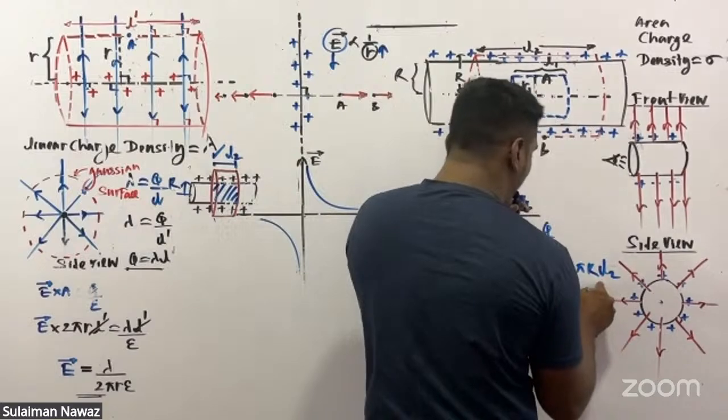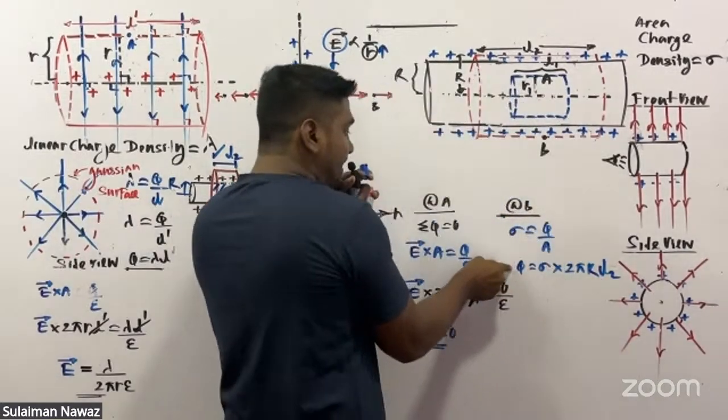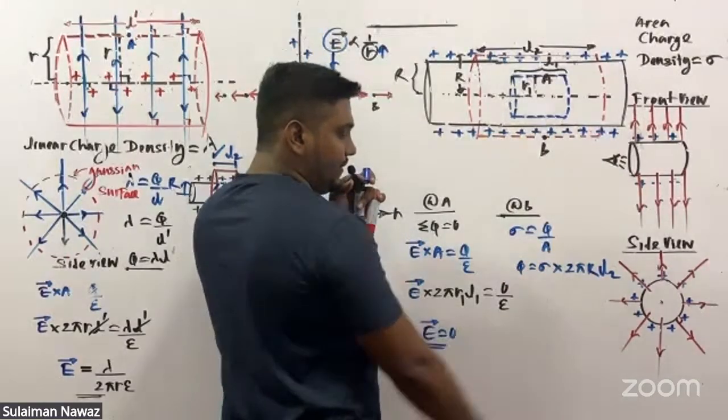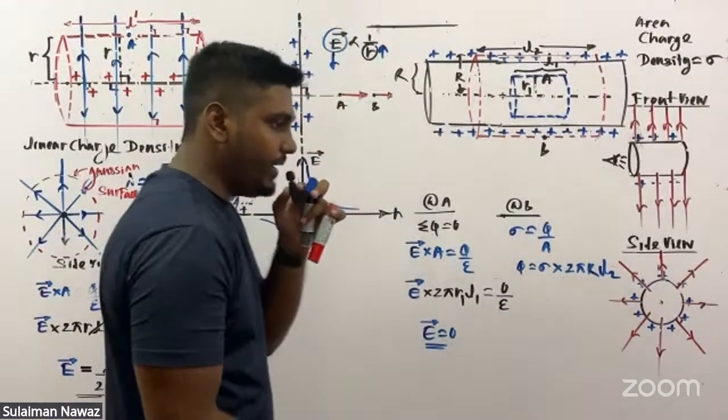Hands up if you understood how I obtained this equation. The total charge inside the red color Gaussian cylinder is this one. Is the story clear? 2 pi R L2, hands up.